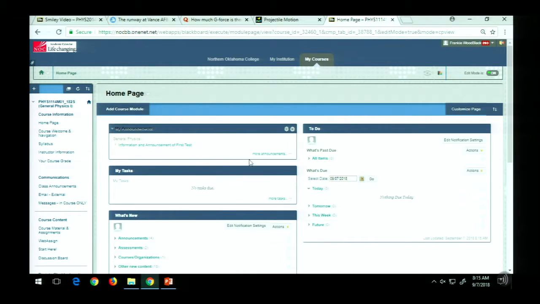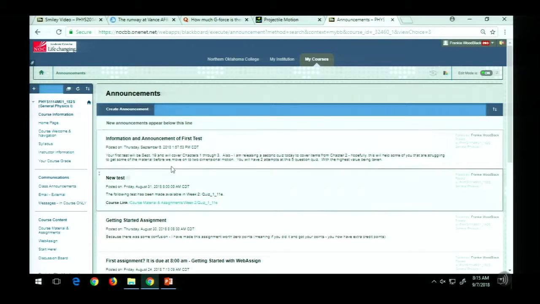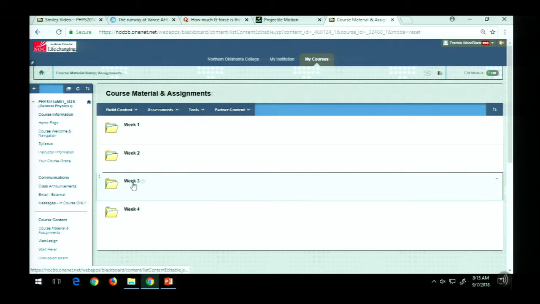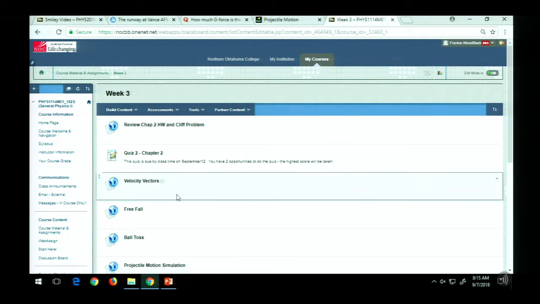You've got information in here about the first test. The first test will be Wednesday, September the 19th, and it's going to cover chapters 1 through 3. It will cover through projectile motion. I released it yesterday, so if you have alerts on Blackboard, you will notice that there is a quiz. And I went ahead and put in a second quiz just so that you guys can get more practice at these problems.